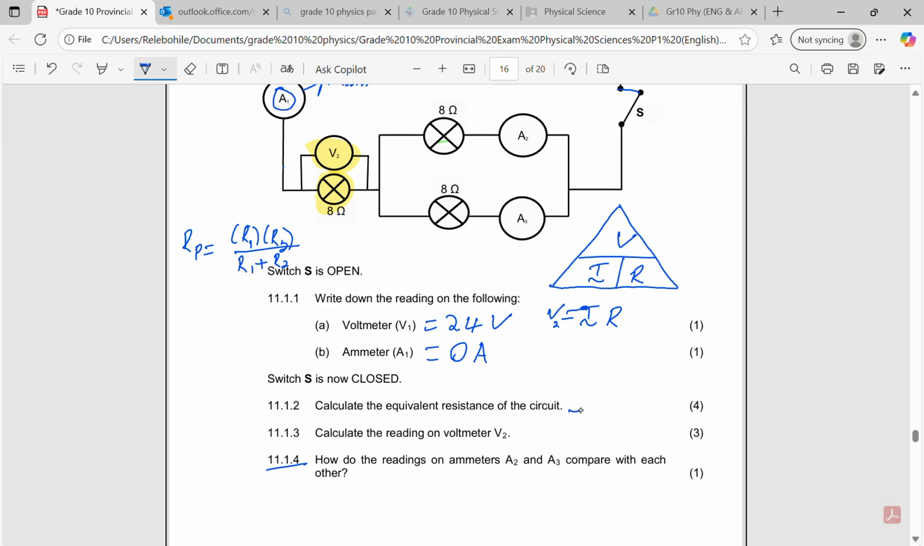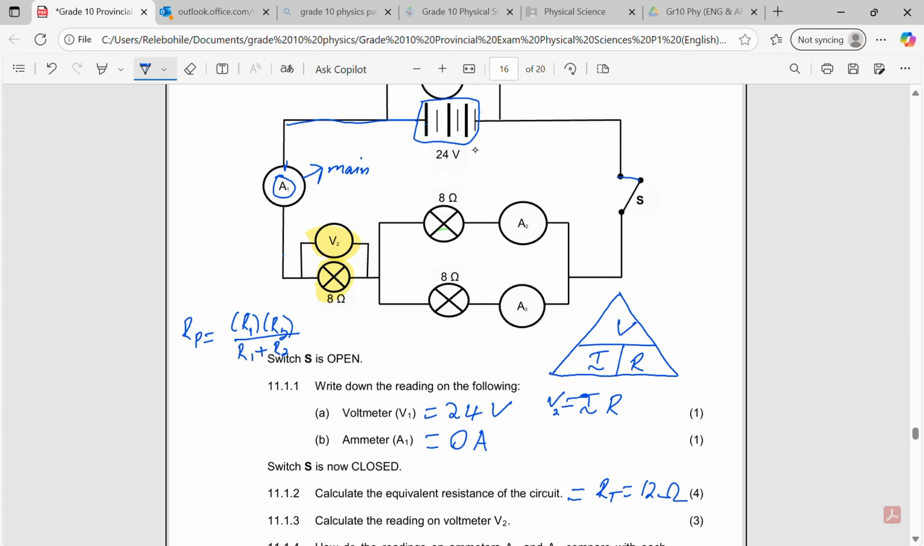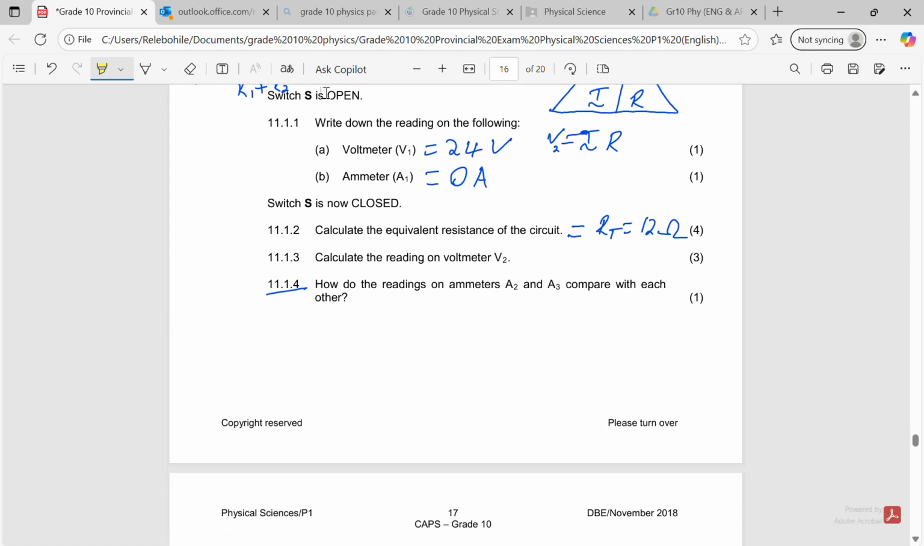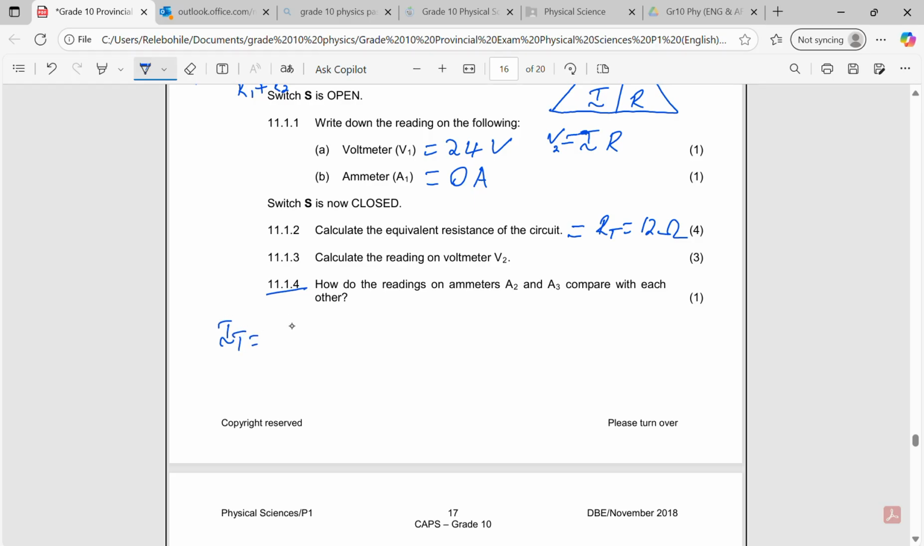Now let's remember something. When we did our calculation, we said the total resistance was equal to 12 ohms, right? And what about the total voltage? The total voltage is up here, guys. This is our total voltage, the 24 volts. So that's what we are going to use to solve this problem. We'll start by finding the total current. So we'll say IT is equal to VT over RT.